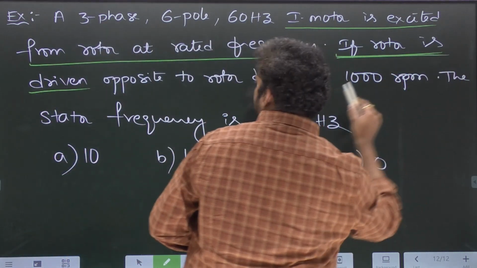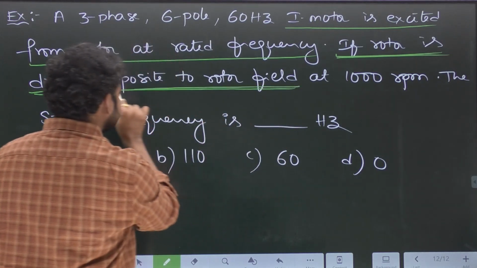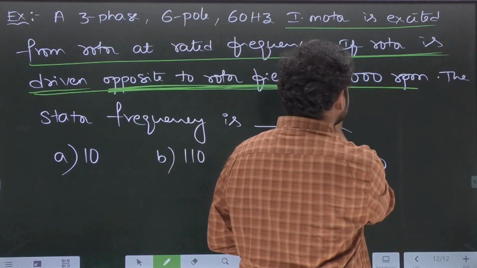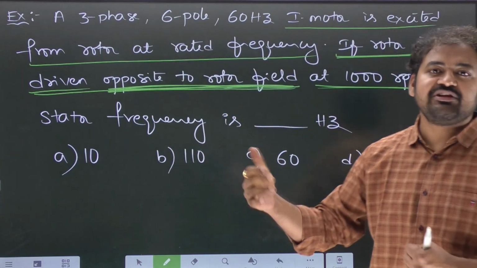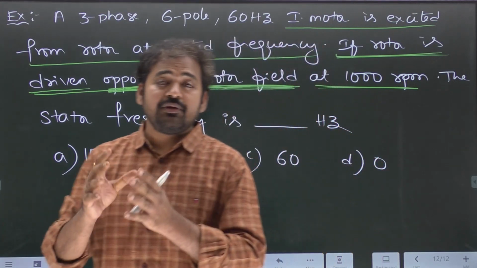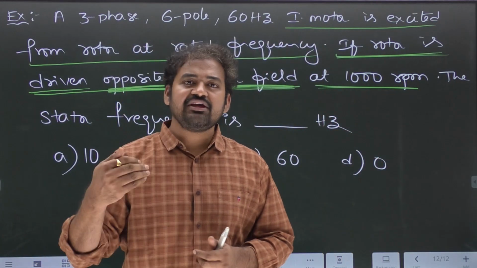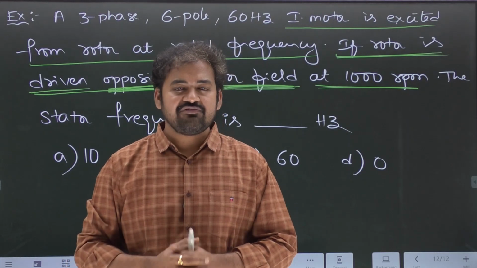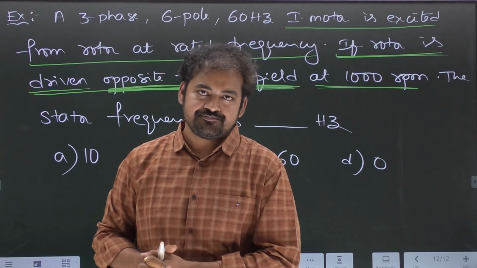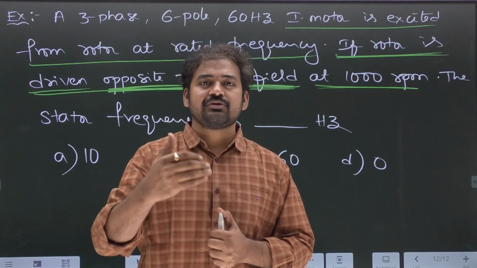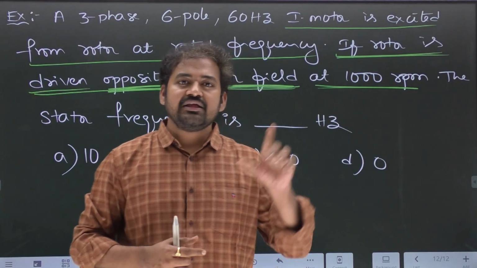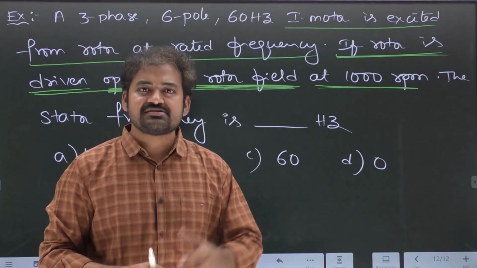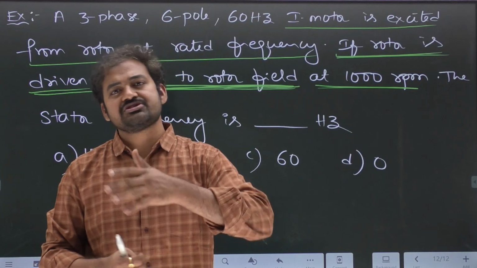If the rotor is driven opposite to the rotor field, this is important. The rotor was driven opposite to the rotor field at 1000 RPM. Then what is the stator frequency, is the question. As the supply was given to the rotor, can I say the stator frequency is nothing but the slip frequency, obviously. So to calculate the slip frequency, first we have to calculate the value of slip. And slip is the ratio of slip speed to synchronous speed. In this case, as the machine is excited from the rotor side, slip speed is defined as the relative speed between the rotor field and the stator conductors.